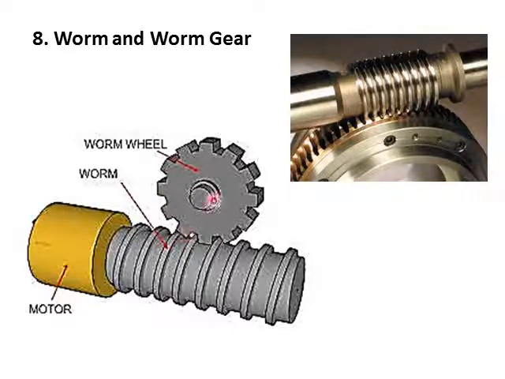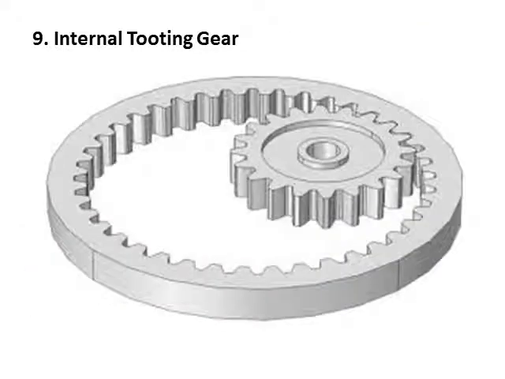In this type of arrangement, the shaft axis of the worm gear attached to the motor and the worm wheel attached to the driven shaft are at a right angle to each other. If the gear assembly is such that one gear is moving inside the other gear, then this type of gear assembly is known as an internal tooth gear.